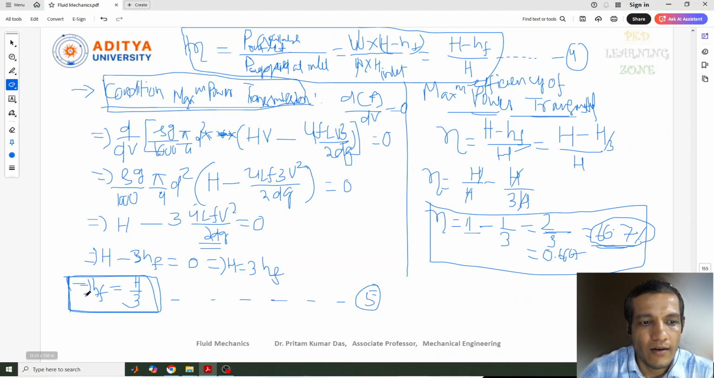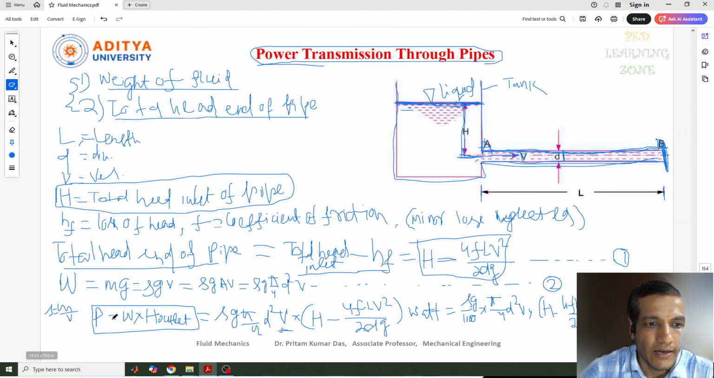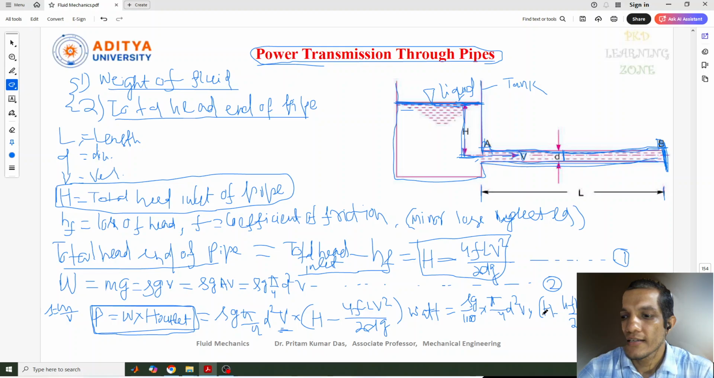head at the inlet condition. And this is the efficiency of the power transmitted. And this is the power transmitted. Power transmission through the pipes. So these are the terms which are related to power transmission through the pipe. I hope you understand this concept.